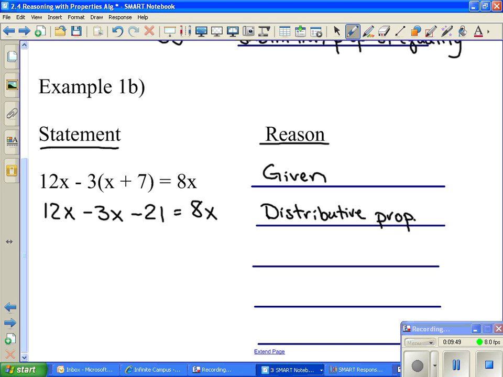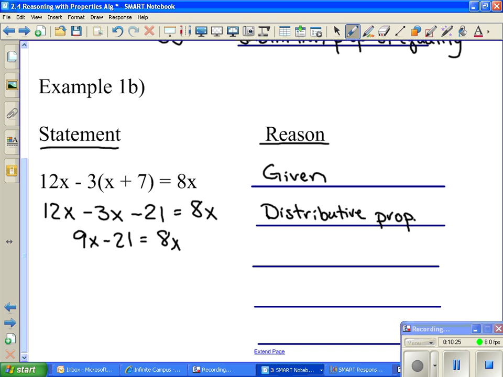Now what do we do? Okay, you could add 3x to 8x, but what could you also do? You can combine like terms, and 12x minus 3x is 9x. 9x minus 21 equals 8x. Now, what happened there? What happened between that step and that? What's the reasoning? Okay, subtraction property of equality means I go across the equal sign.